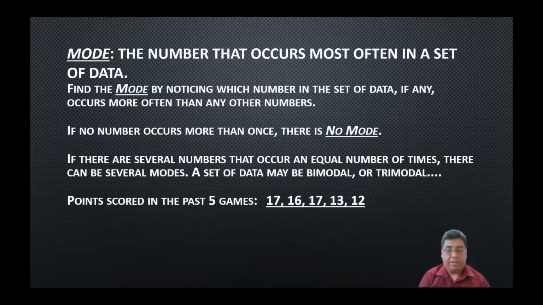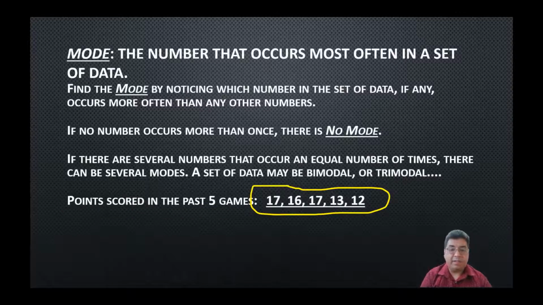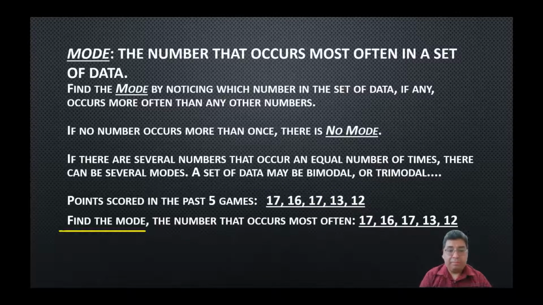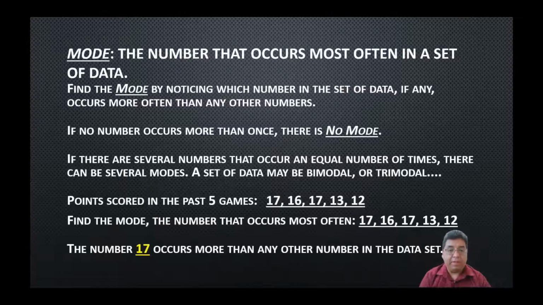So here I've got this example of points scored in the past 5 games. So again, I've got 17, 16, 17, 13, and 12. To find the mode, that's the number that occurs most often here. So as you can see, I just wrote the list here again to show you which one occurs the most often. And the number 17 occurs more than any other number in the data set. So the mode is 17.